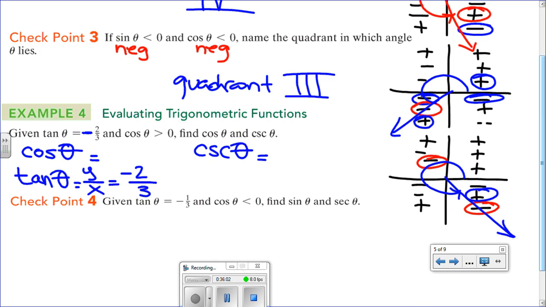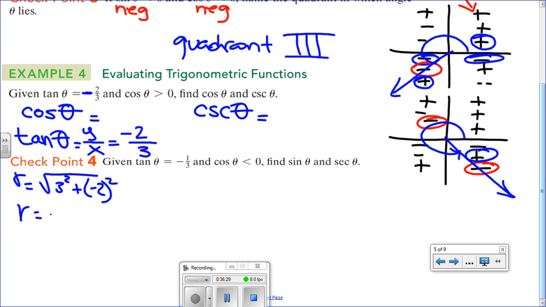So what is it that we need to find before we start answering the question? The radius is not 1 anymore. It will always depend on r. We have to find r. So r will be the square root of 3 squared plus -2 squared. That would be 9 plus 4. So that's the square root of 13.